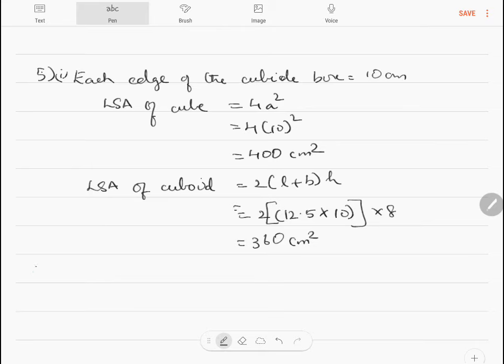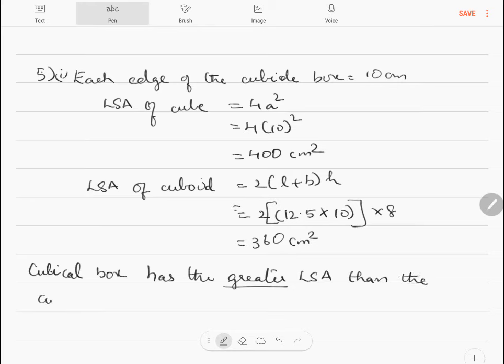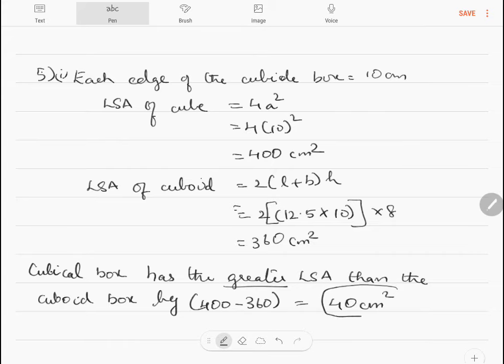Here the cubical box has the greater LSA than the cuboid box. By how much is the question. So by 400 minus 360, by 40 centimeter square. So this is the answer.